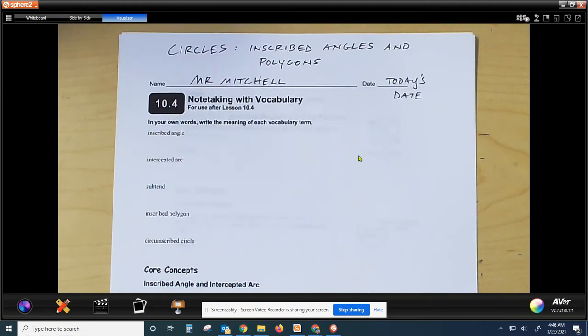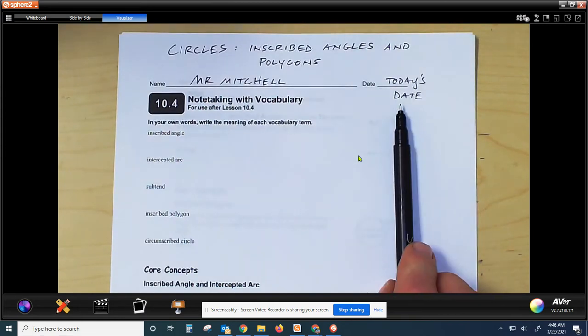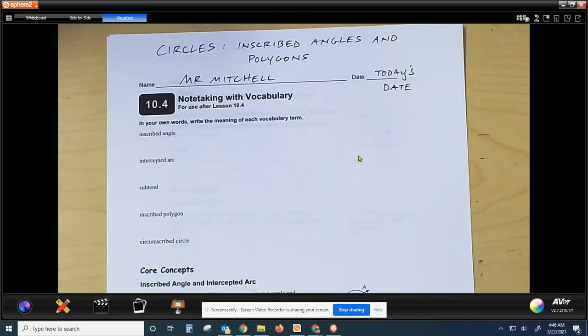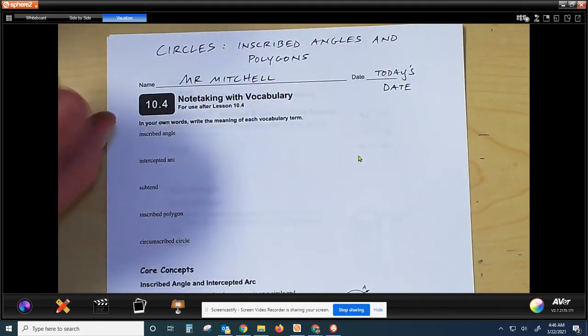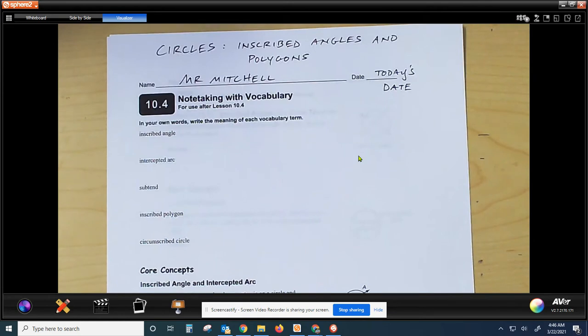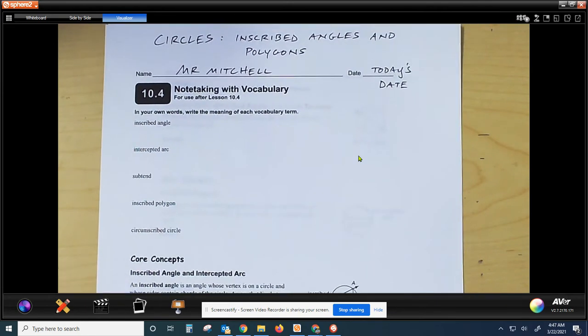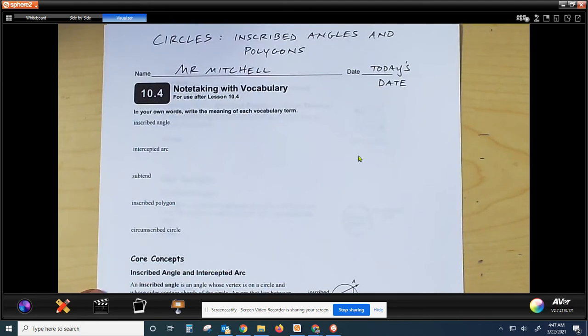I suggest dating your notes especially so you can easily put them in order when that folder test comes up at the end of the semester. Hopefully you have the frame in hand. It starts with vocabulary. Ready?